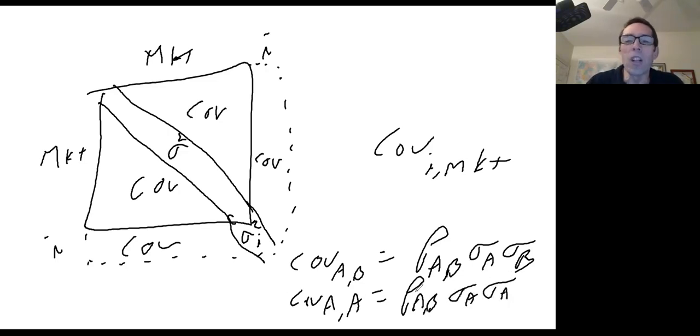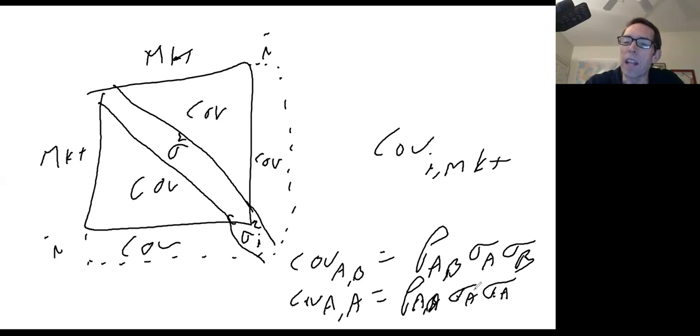Well, what's the correlation of anything with itself? Anything with itself has to move exactly perfectly together. So the correlation of A with itself, A with A, is going to be 1 times the standard deviation of A times the standard deviation of A.